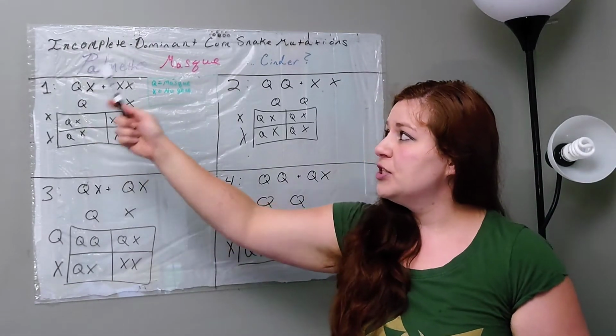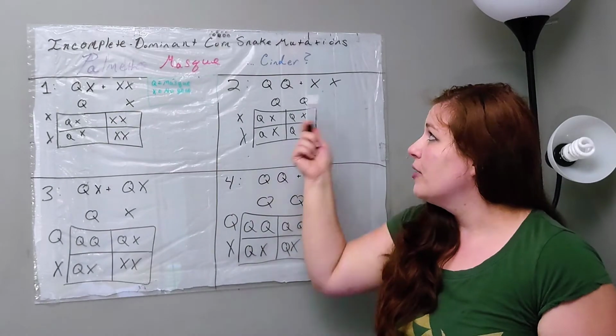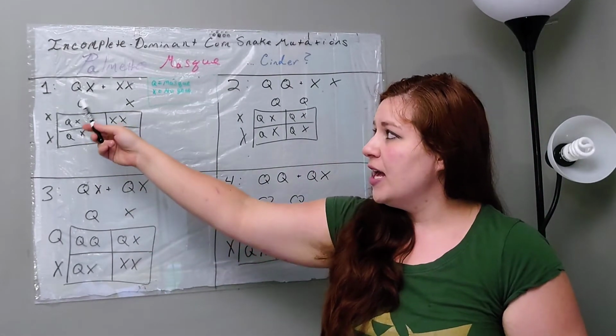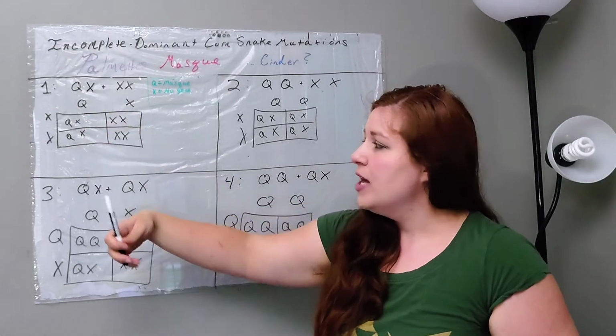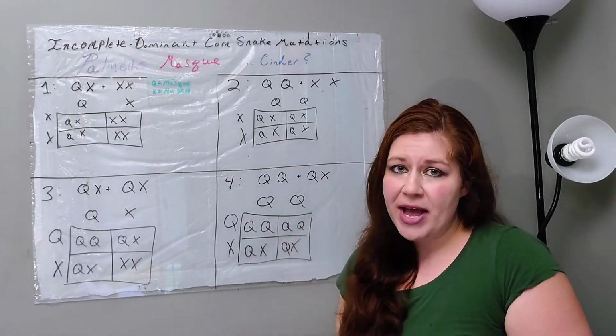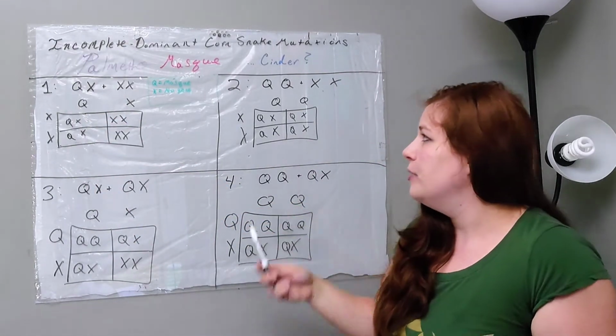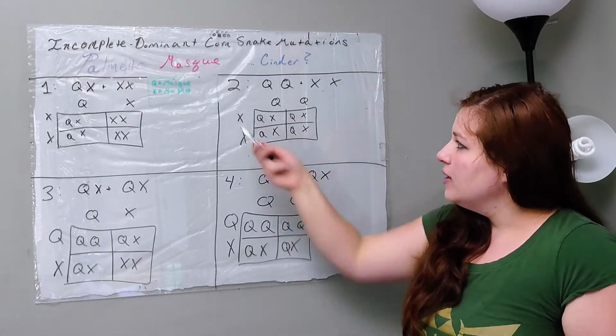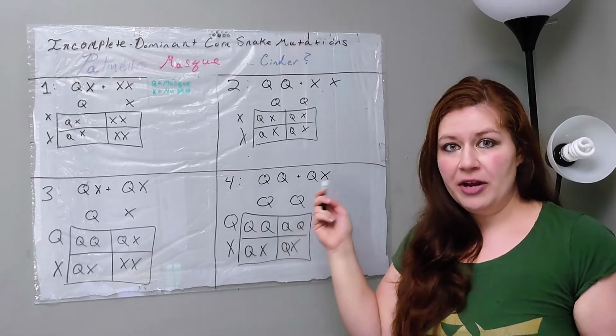Remember, you could substitute this Q for a P for palmetto or a C for cinder or whatever you wanted. So here we have a het mask to a normal, and you get half and half. You get half het masks and half normals. Pretty simple. Over here, you have a homozygous mask to a normal, where all of the babies are your heterozygous mask.